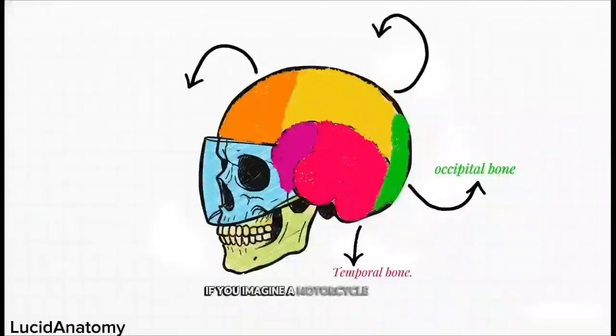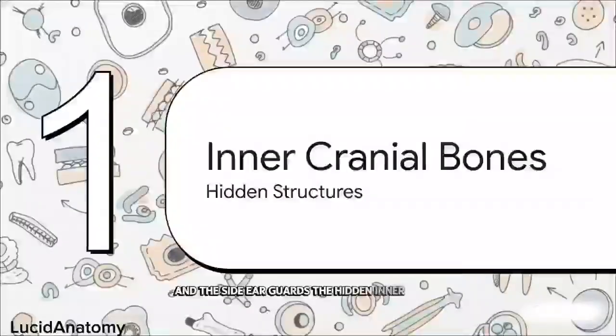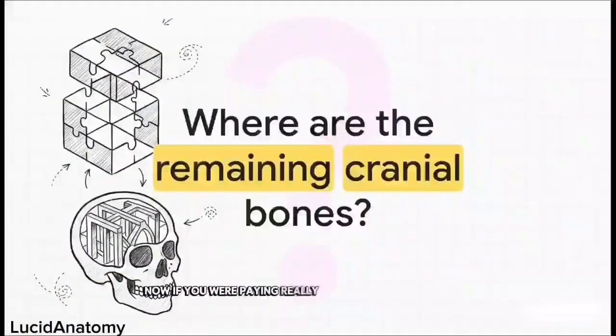If you imagine a motorcycle helmet, you've got the front visor, the top dome, the backplate, and the side ear guards. The hidden inner bones. Now, if you were paying really close attention just then, you might have caught something. We just mapped out four outer cranial bones: frontal, parietal, occipital, and temporal. But our source explicitly notes there are 6 cranial bones in total surrounding the brain. So what about the remaining pieces of our 3D puzzle? Where exactly are they hiding?